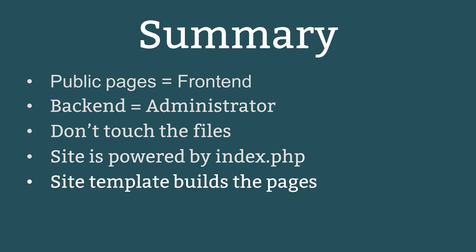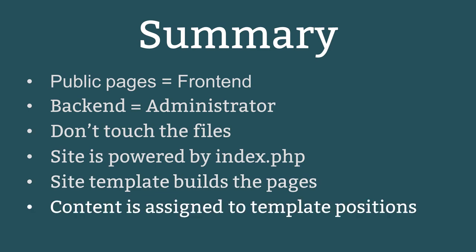Joomla pages are powered by a series of files that are collectively called a template. Templates consist of design elements and positions. Content is assigned to template positions. Primary content is automatically assigned to the main body position. Secondary content items are called modules, and they are allocated to a template position. There can be more than one module in each position. And modules can appear on all pages or only certain pages. In the next lesson, I'll give you an overview of where you control your site and its contents, the Joomla Administrator.